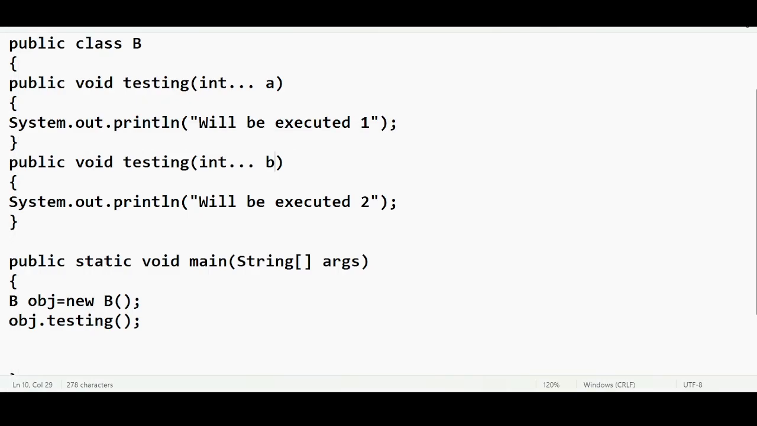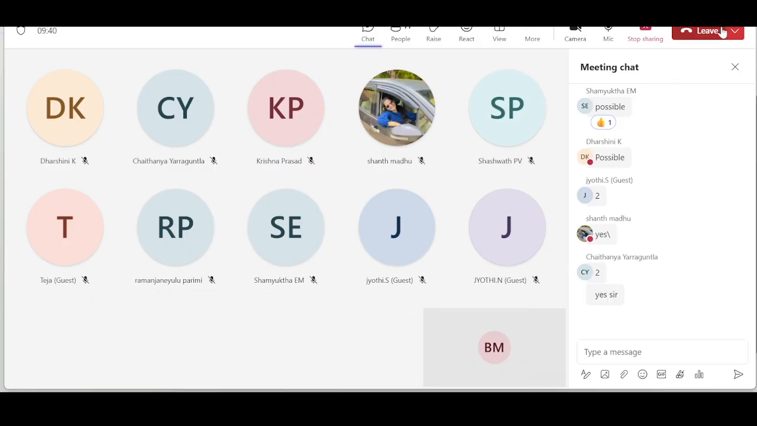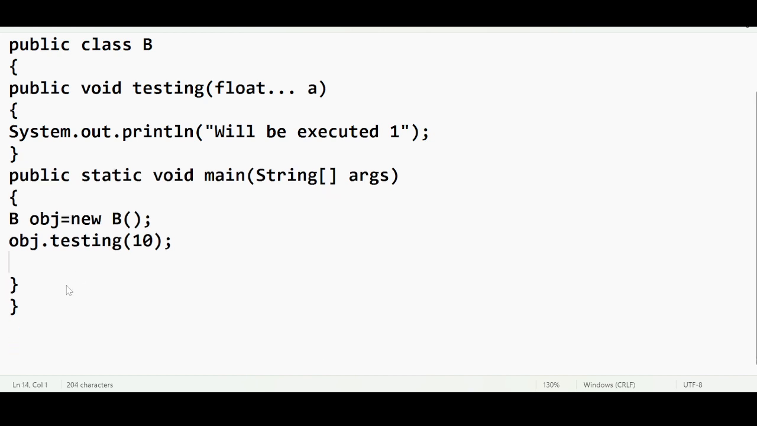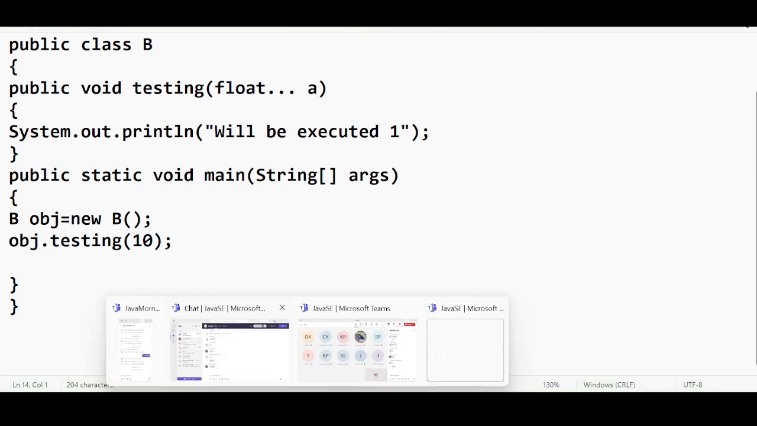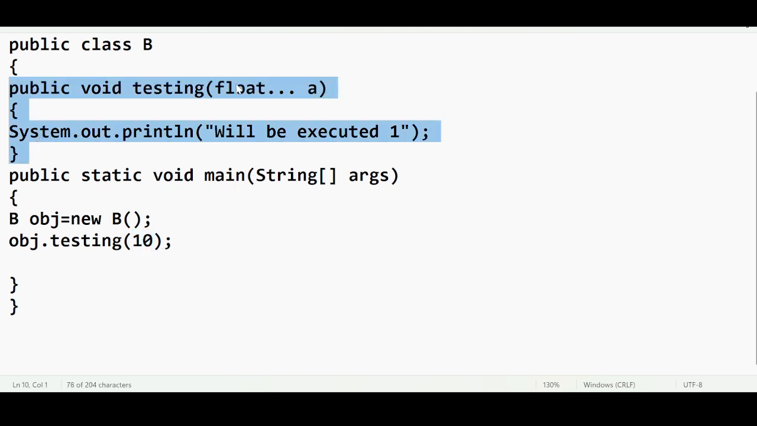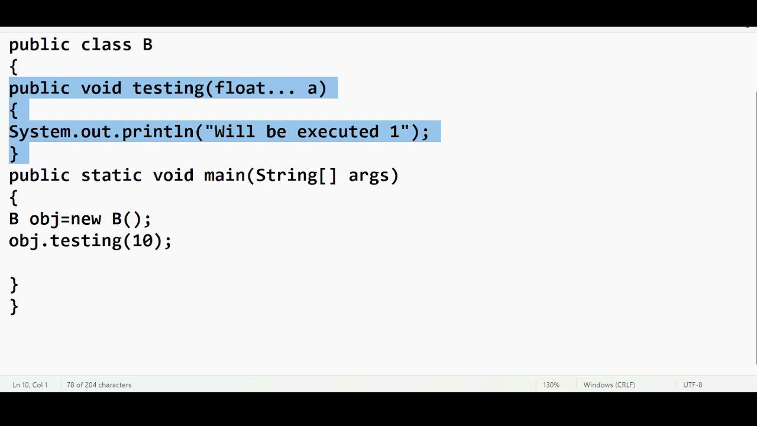So my question here is, let me remove this method. Okay, now what is the output for this code? I am passing an integer argument, but there is only one argument, that is a variable argument of float type. I am passing an integer here. Whether this method will be invoked or not invoked? That's my question.